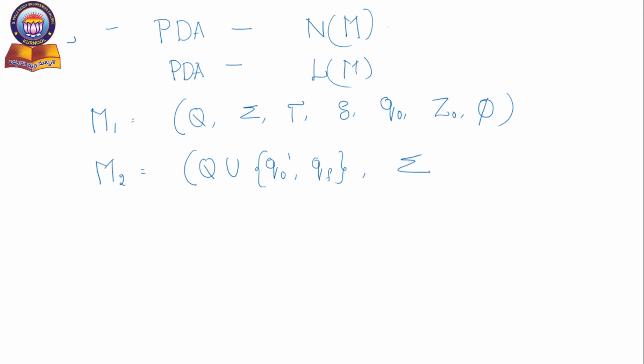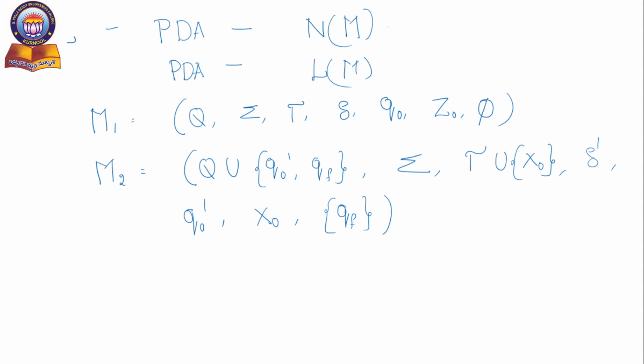Next sigma will be same, input alphabet will be same. Next tau, to the original tau we are adding one more stack symbol known as X naught. So here tau in the M2 machine is nothing but original tau union X naught. Next delta prime, the initial state for this machine is Q naught prime and initial stack symbol is X naught, and there will be a final state known as the Q F. This is the set of the final states.